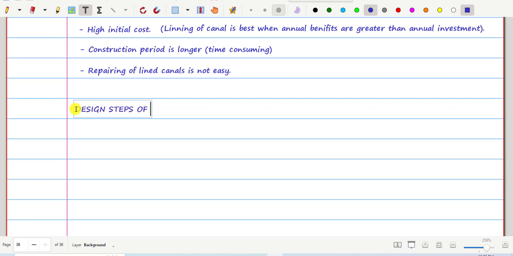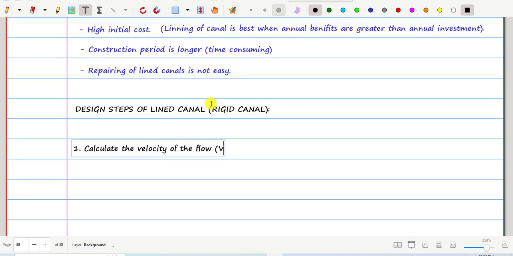Design steps of a lined canal, or we call it a rigid canal, right? So what are the design steps? Let's see the first design step. As always, the first thing we need to find while designing a canal is the velocity, right? First, we will calculate the velocity of the flow, which is represented with V.